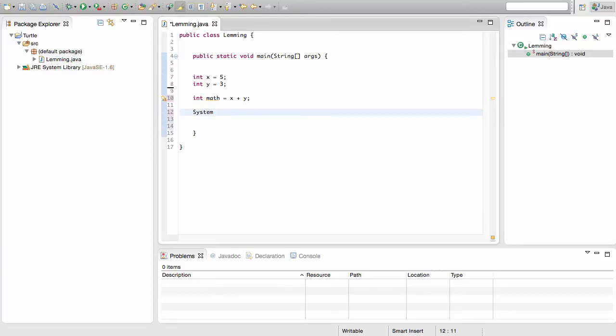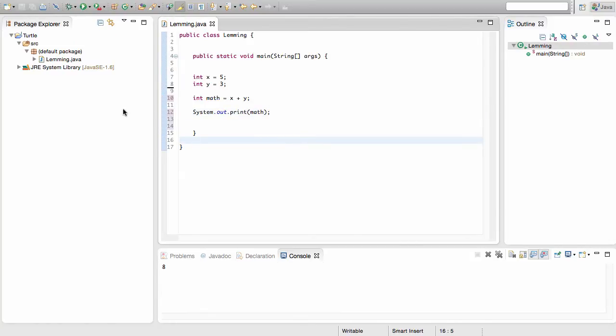So you write system.out.print, and in the brackets we go ahead and write math, which is the variable we want to print out. We have a semicolon at the end. We can go ahead and run this, and we should expect 8 at the bottom, and we do. We get 8. Well, that's easy enough, right?